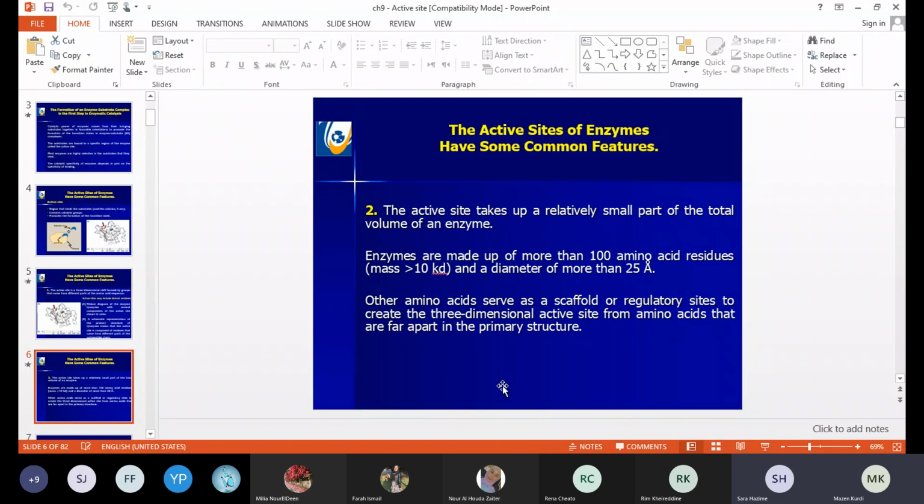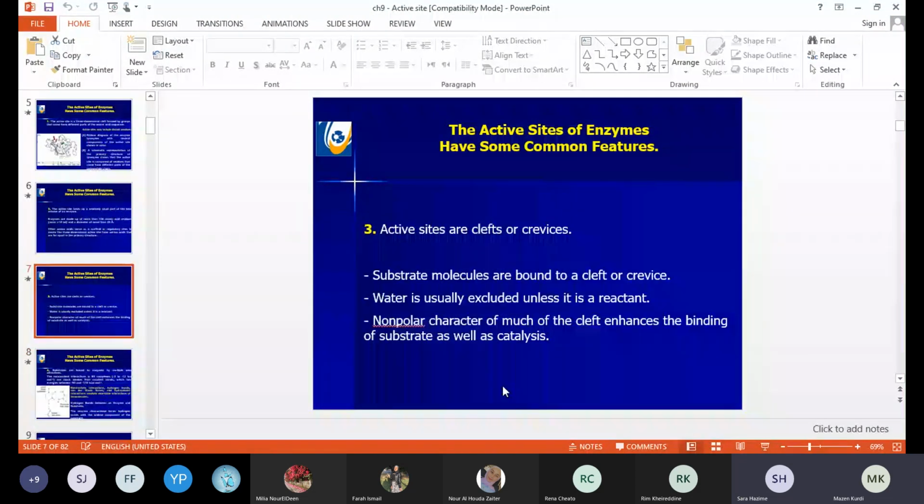But keep in mind also that we have some amino acids not involved in the active site, but they are very important in the folding and formation of the 3D structure. So even if you lose these amino acids, you may lose completely the activity of the enzyme, because these amino acids are very important in the formation of the 3D structure of the active site itself. Okay, so some amino acids serve as a scaffold or regulatory sites to create the three-dimensional active site from amino acids that are, as I said before, far apart in the primary structure of the protein.